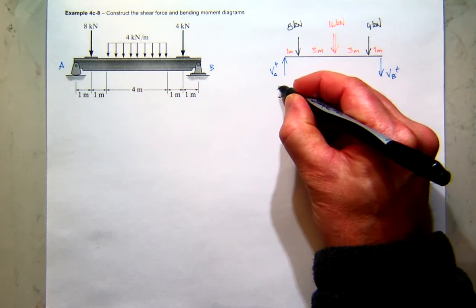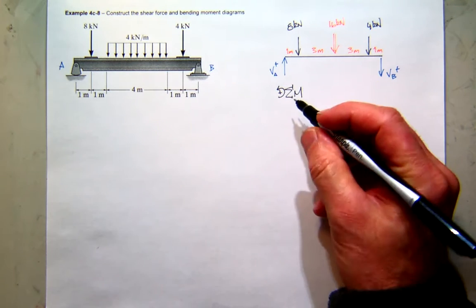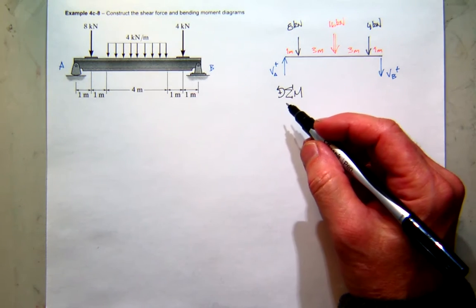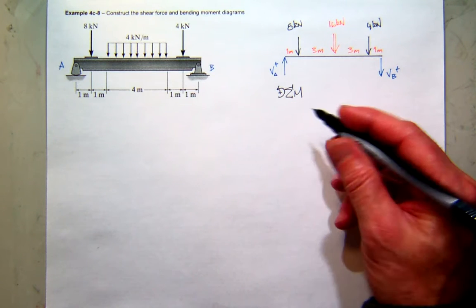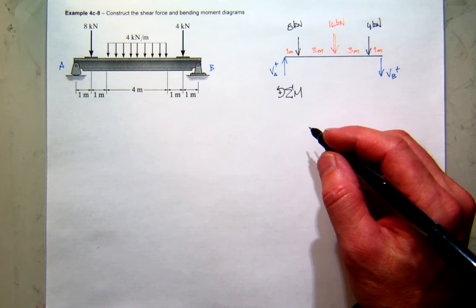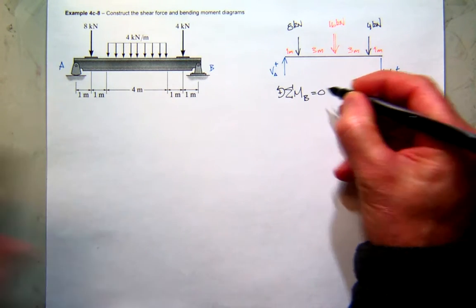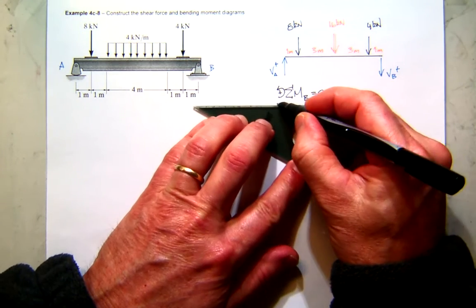So I'm going to start by summing moments at one point. You guys have a point you want to do it, A or B? Does it matter? Somebody pick. A, B. A, B. I don't know the point. We'll just do B. Why not? We'll just do B. That's a change. So we could do A. Doesn't matter. Let's sum moments at B.